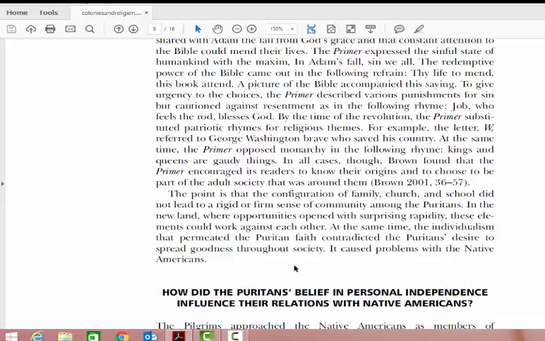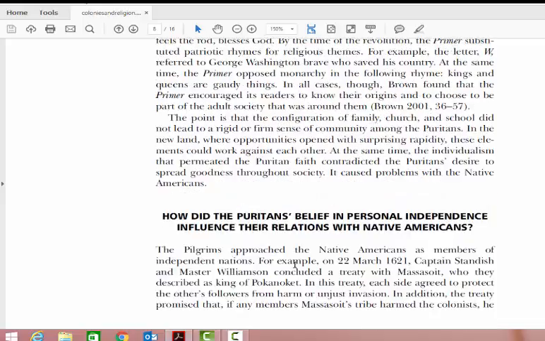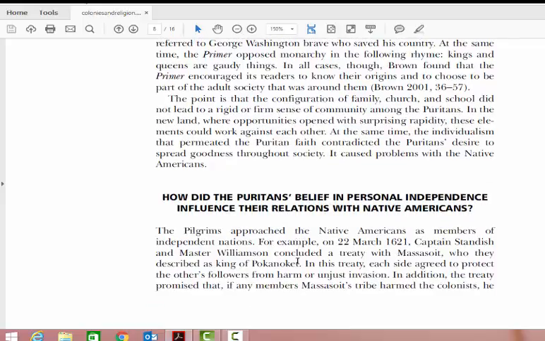So the Puritans were about spreading the word, but because you have people talking about making money, and you have the family comes first, well, that goes against the Puritan belief. So, wow, you've got all these different worlds going on, and you have all these ideas. So that's the first several pages of this article. And so I'll just take a pause here and I'll upload this section, and then we're going to continue back with how did the Puritans' belief in personal independence influence their relations with Native Americans.